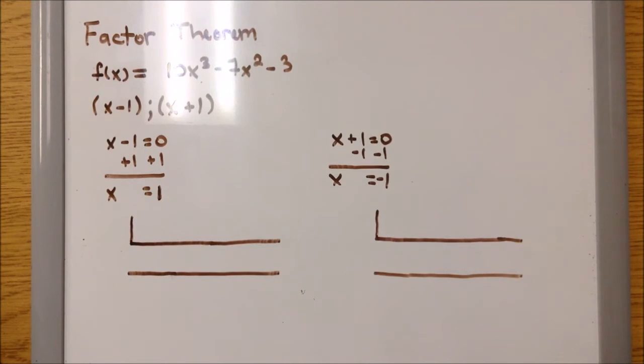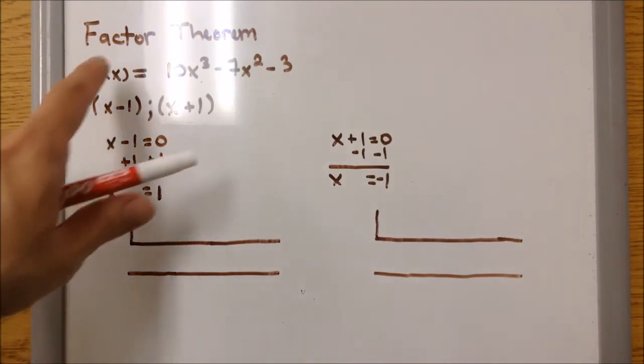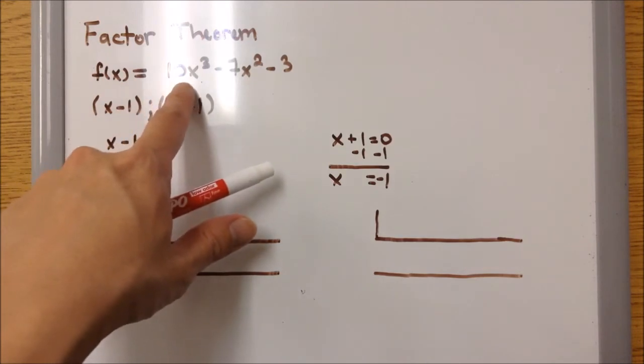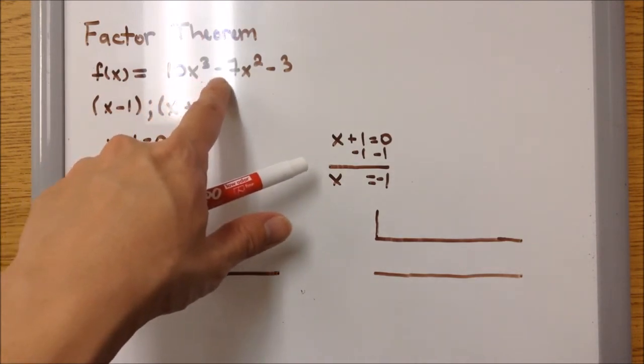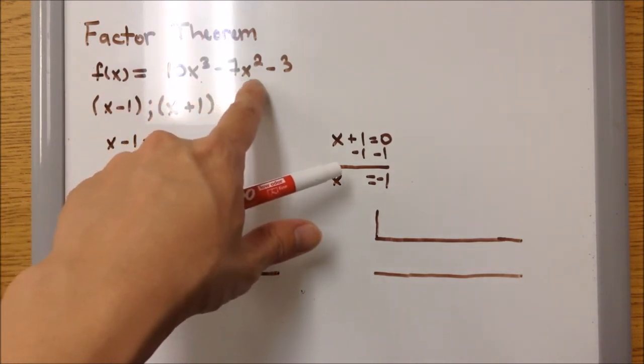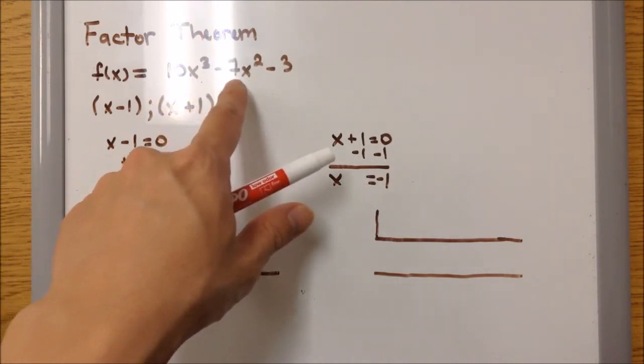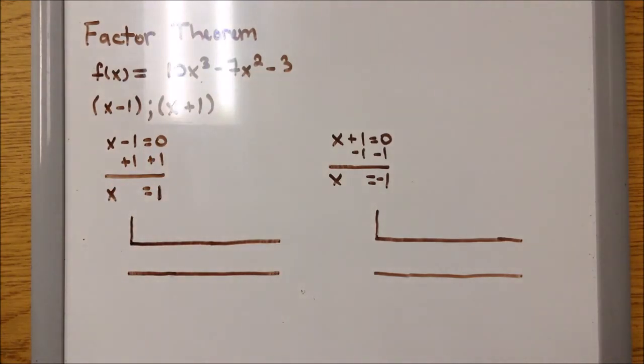For example 2, we're still doing factor theorem, so our problem is 10x to the third minus 7x squared minus 3. So again, 10x to the third minus 7x squared minus 3. For any division problem, before we do anything, we have to make sure all the terms are there.